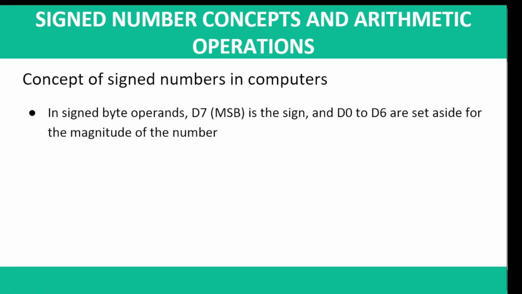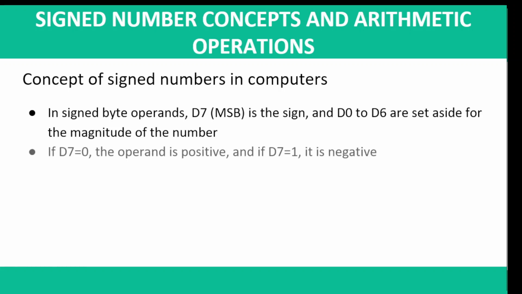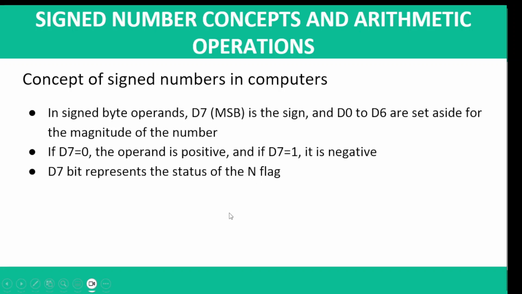So in sign byte operands, D7, as I've said, is the sign, and D0 to D6 are set aside for the magnitude of the number. If D7 is equal to 0, the operand is positive, and if D7 is 1, it is negative. So D7 represents the status of our N flag in the status register. If our N flag is equal to 1, it is negative, and if our N flag is 0, then it is positive.